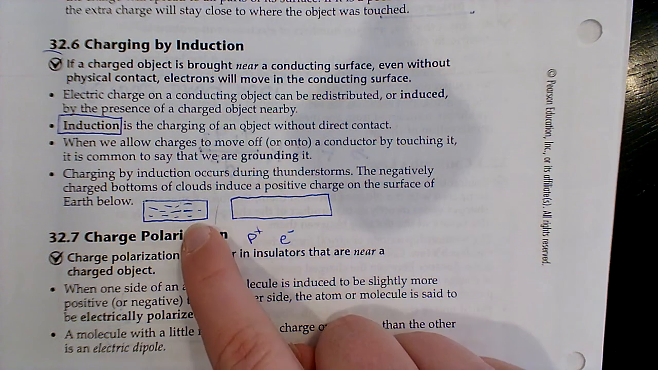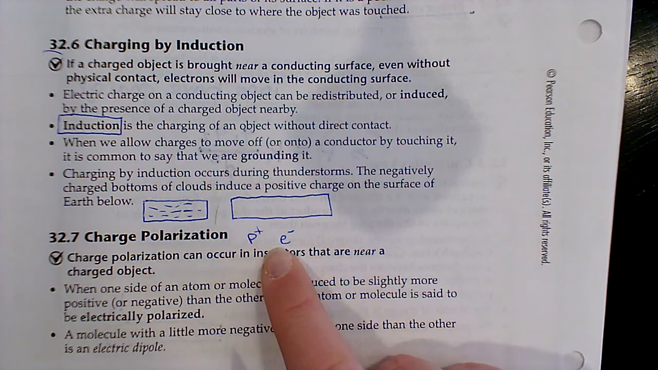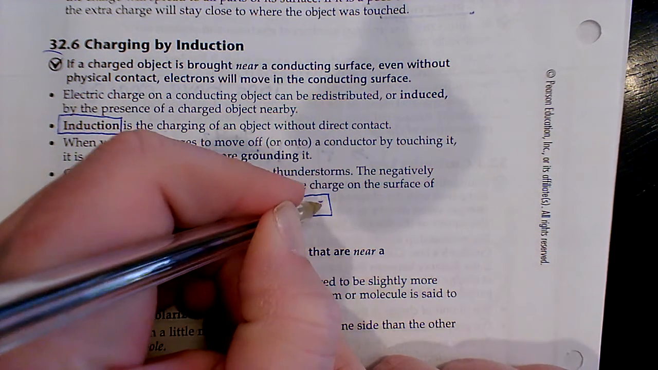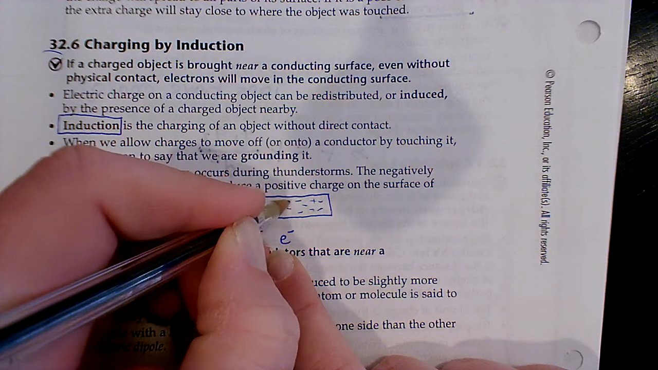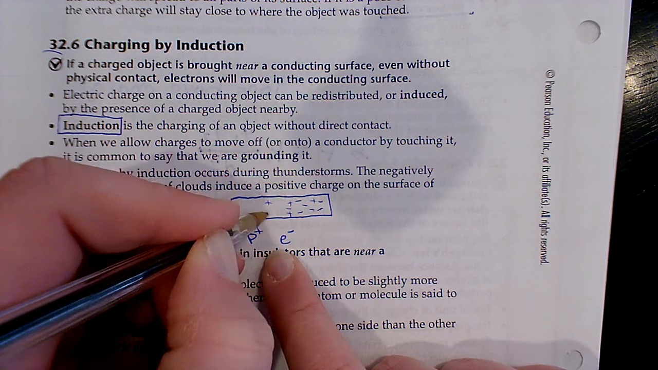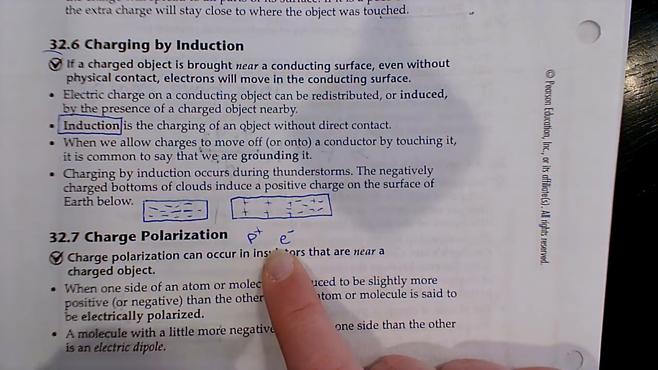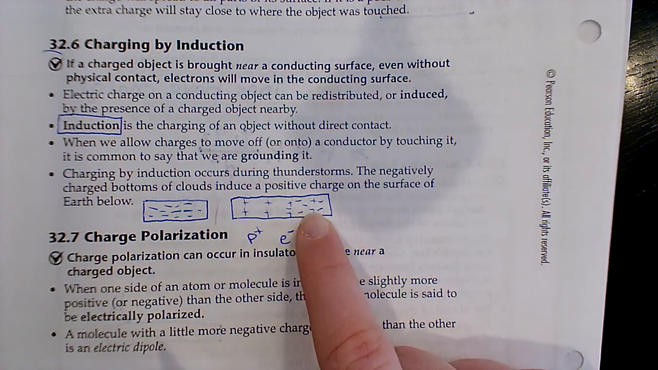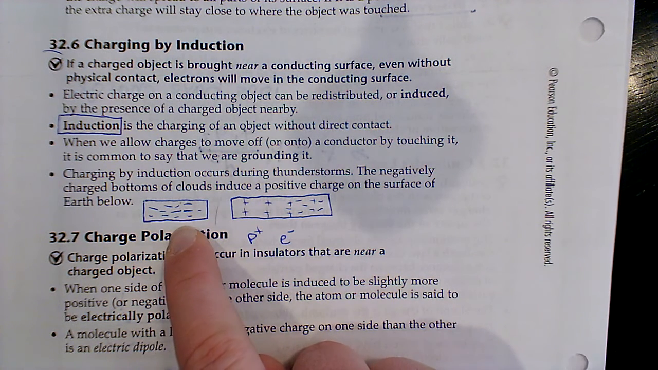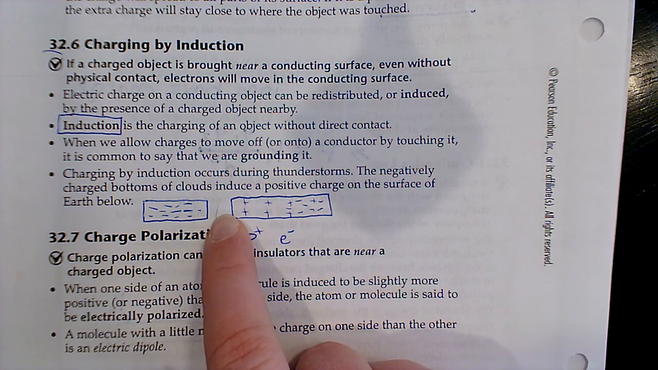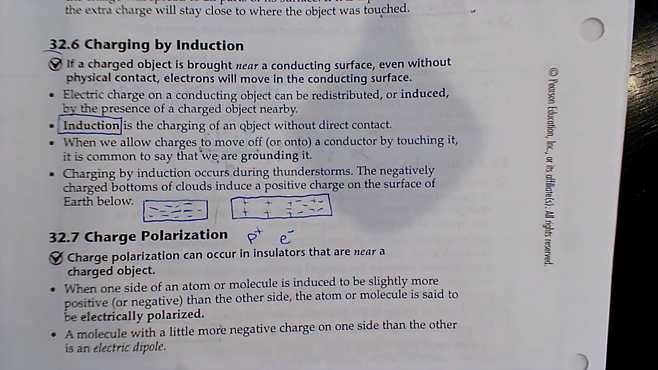Well, we know like charges repel. So all these electrons, if they can, are going to kind of go to this side. Protons can't really move, so they're going to be evenly distributed no matter what. But all these electrons went to this side to get away from this negative. These aren't even touching, right? Because we know through Coulomb's law, those charges can interact across a distance.